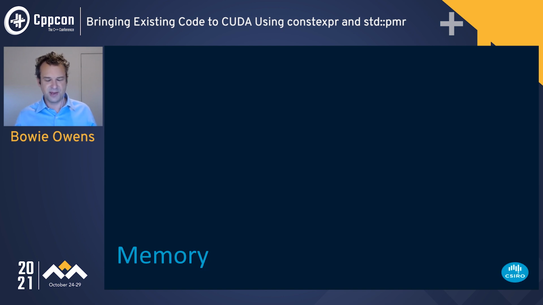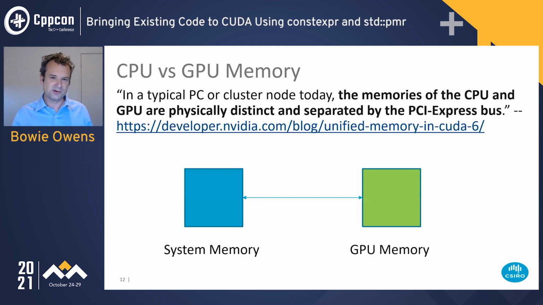Okay, so memory. Let's start with, why is there a challenge with memory at all? Taken from the NVIDIA website, it notes that the memories of the CPU and GPU are physically distinct and separated by a PCI bus. So the GPU cannot directly access the system memory, nor can the CPU directly access the GPU memory. So we have this physical separation. We saw the solution earlier in the simple example, which is using unified memory.